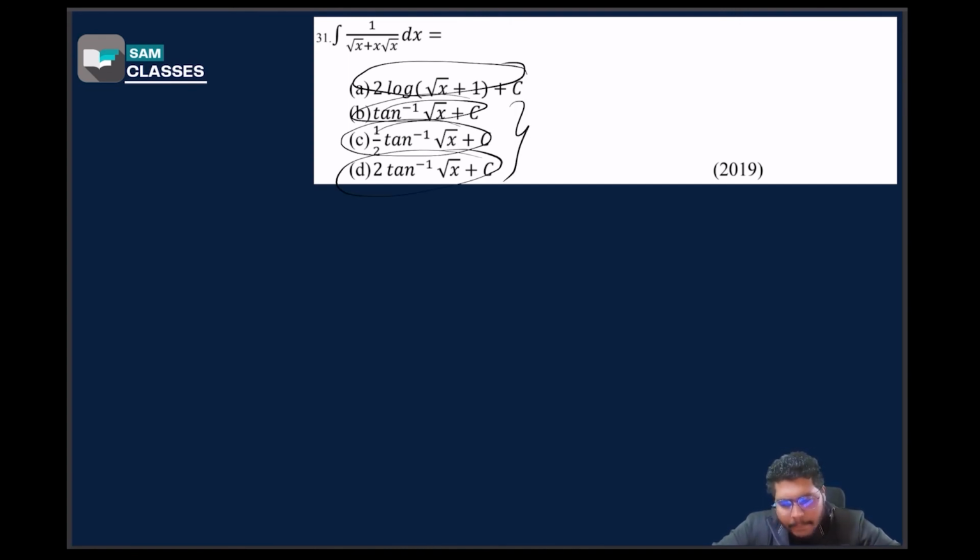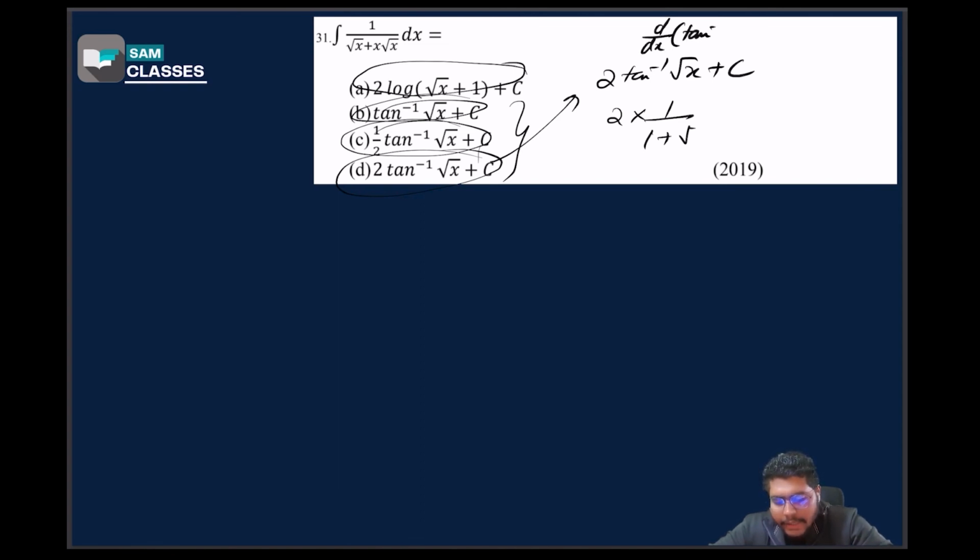Now I can differentiate and get the answer. One thing very simple: out of these, just take any one and differentiate. Let's say I'm taking the last one and differentiating: 2 tan inverse root x plus c. So 2 into 1 by root under of 1 plus... What is the derivative of tan inverse x, students? d by dx of tan inverse x is equal to 1 by 1 plus x square. So here in this case, 1 by 1 plus root x whole square into the derivative of root x, 1 by 2 root x, plus c.